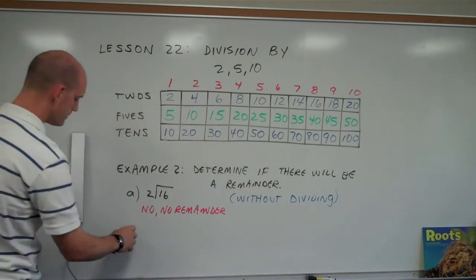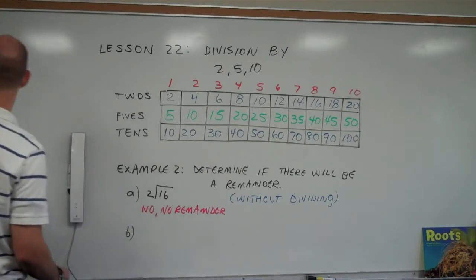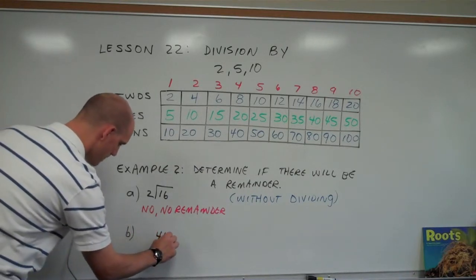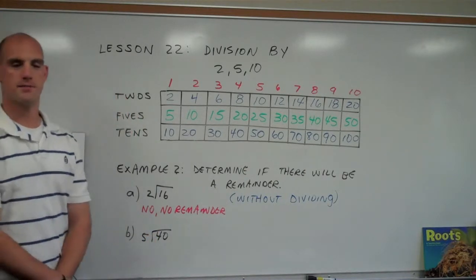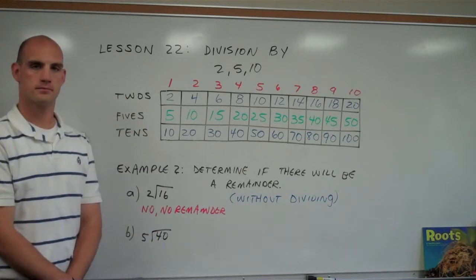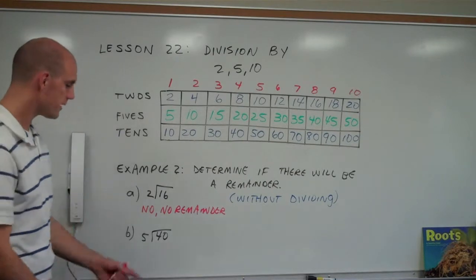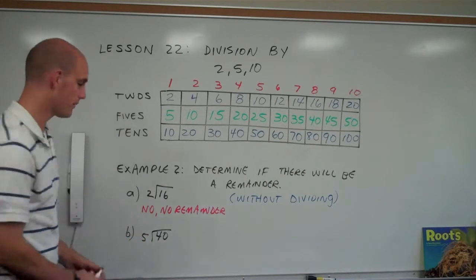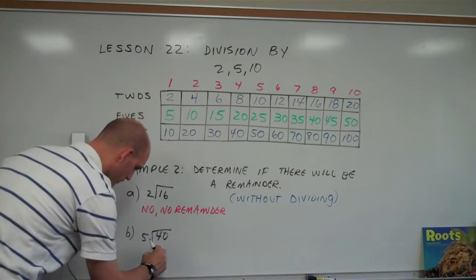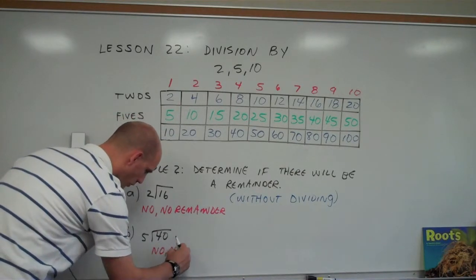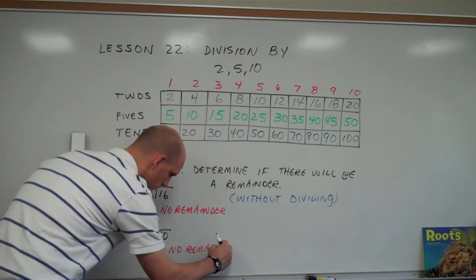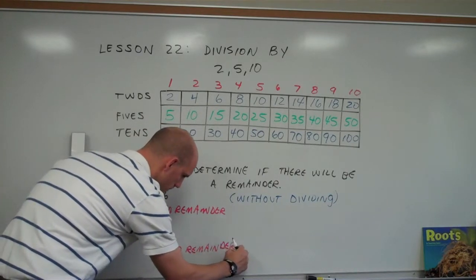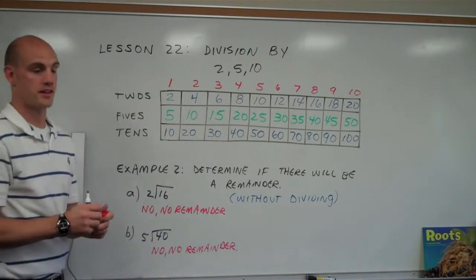In example B, we are going to use 40 divided by 5. Try not to use your chart to make your decision. Do you see the trick? It ends in a 0. So we can say no. No remainder. You guys are good at this.